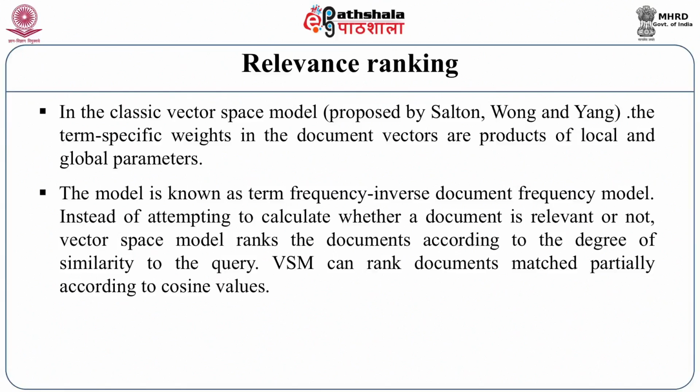So the vector space model can rank documents partially according to the cosine value. Now we will understand the weighting scheme for the vector space model. The weighting scheme is very simple. That is a multiplication of term frequency and the inverse document frequency. Term frequency is the frequency of the term occurring in the documents. Very simple. Suppose one term has occurred in 5 documents, so the term frequency of the term is 5. That is as simple as that.